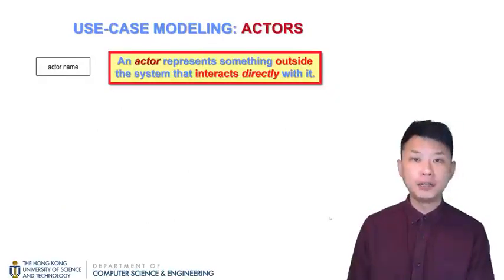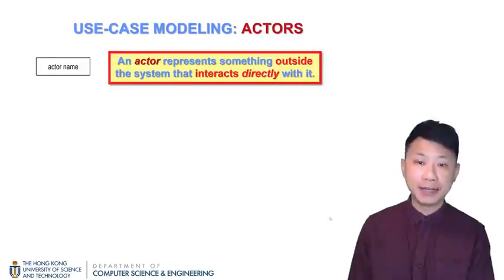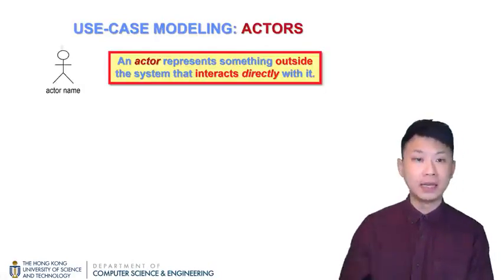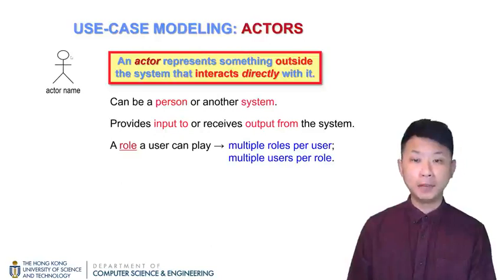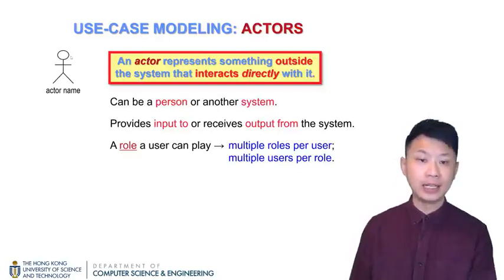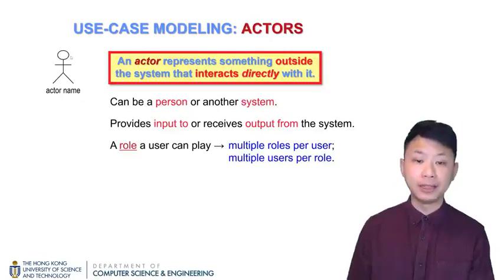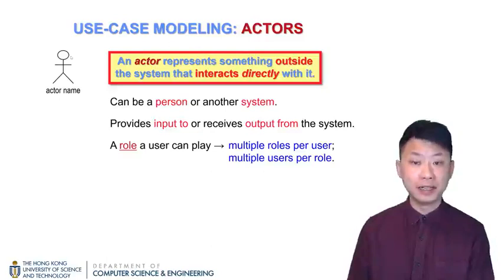And the first thing that you have to include in your use case diagram are actors. An actor represents something outside the system that interacts directly with the system. And we use this notation to denote an actor in our use case diagram. An actor can be a person or another system. It provides input to or receives output from the system. And it specifies a role that a user can play within the system.